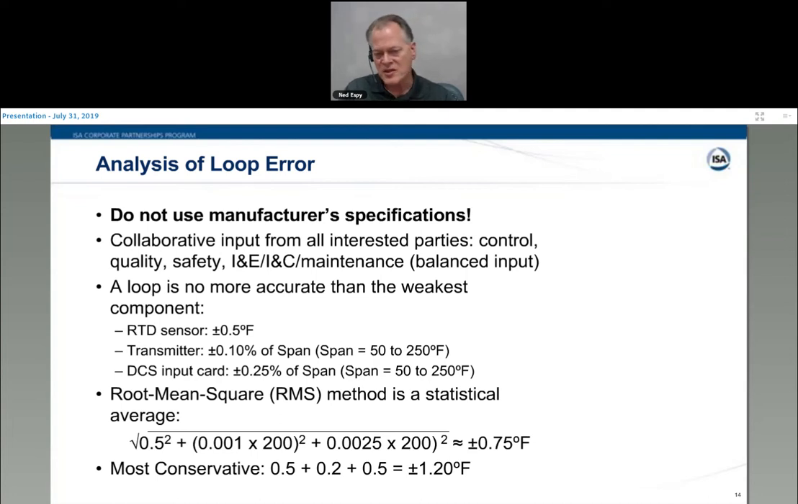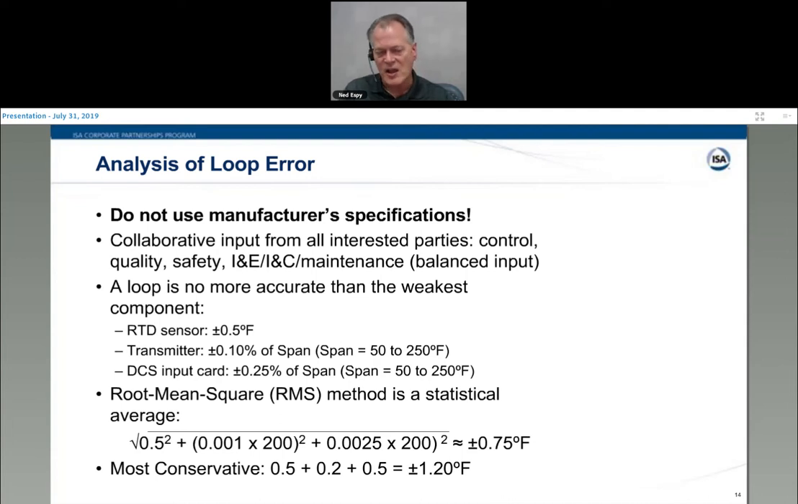And maybe it has some turndown, so the span setting could be anywhere from 50 to 250. So a 10th of a percent would be 0.05 degrees to 0.25 degrees, which would be sort of the expected error of that transmitter. And then the DC input cards, they don't typically drift, but maybe their accuracy is 0.25%.